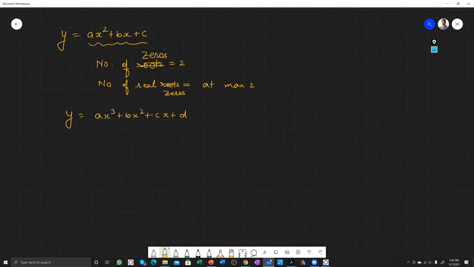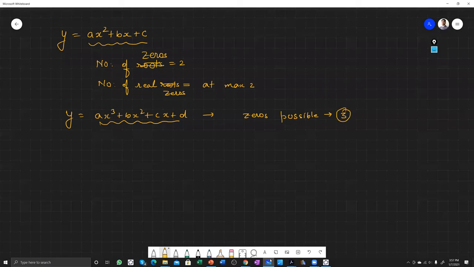Now tell me, for this cubic, how many zeros possible? Three zeros. There will always be three zeros. There has to be. No one can deny this cubic polynomial the right of having three zeros. What the nature of the roots will be is another fact, another thing to be discussed. So three zeros are there.